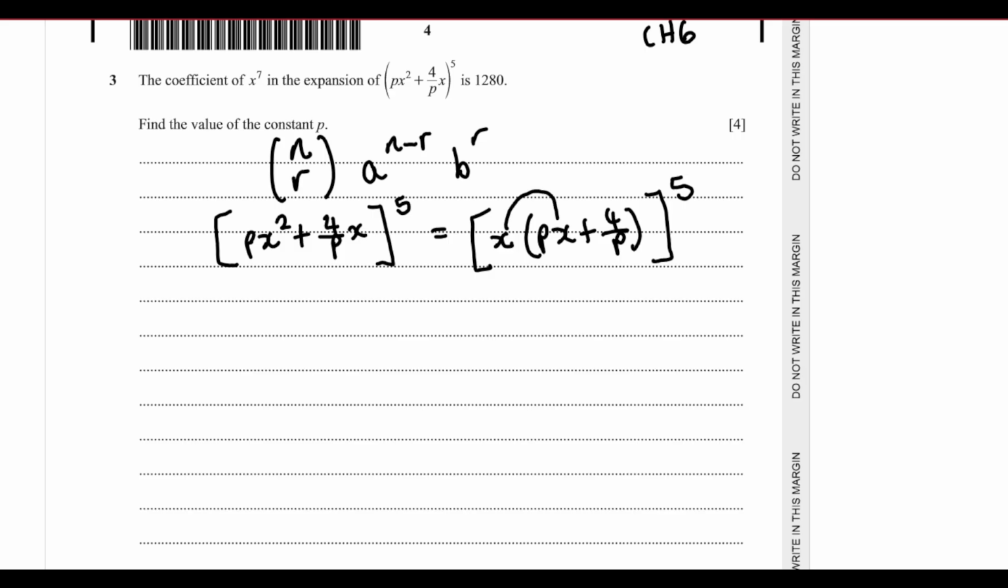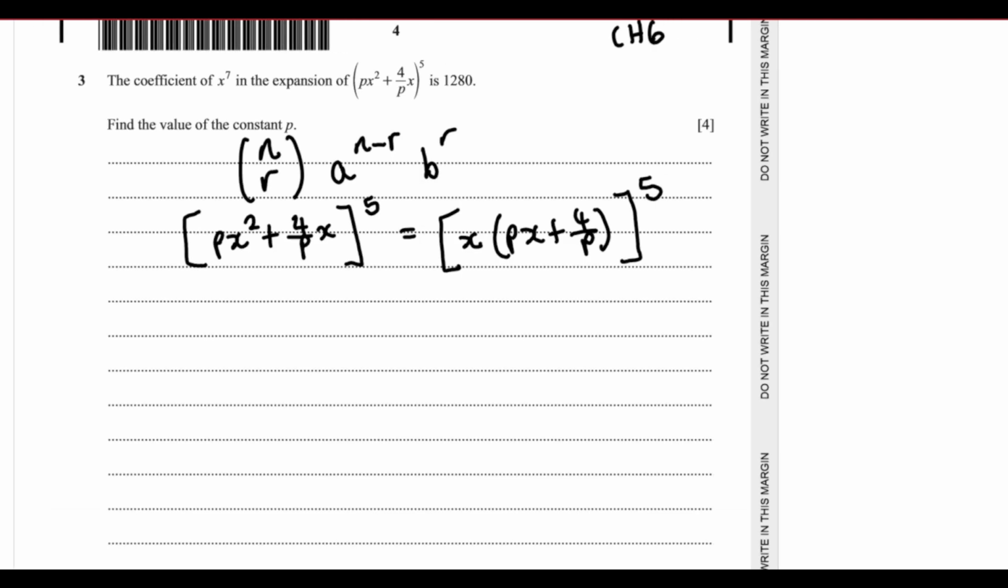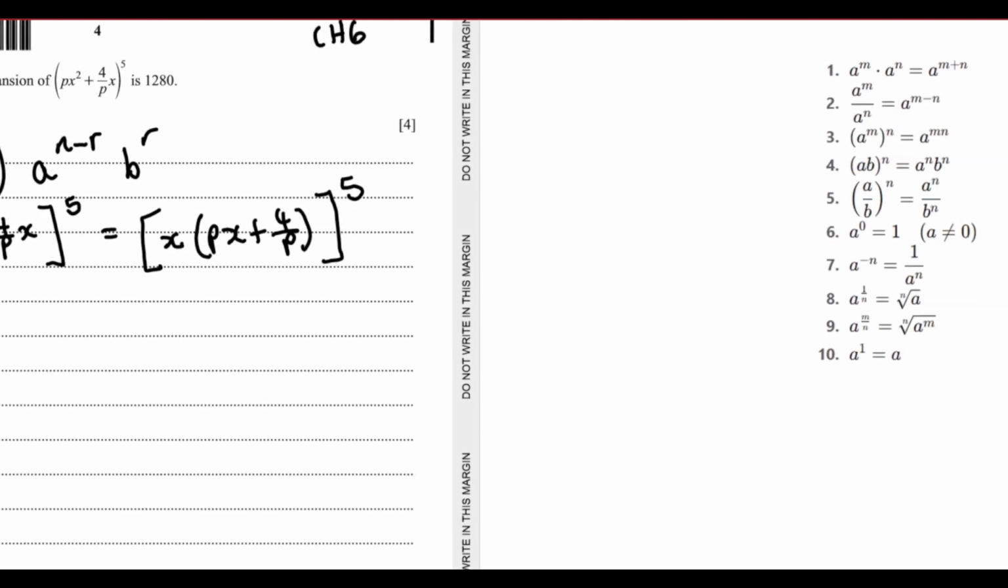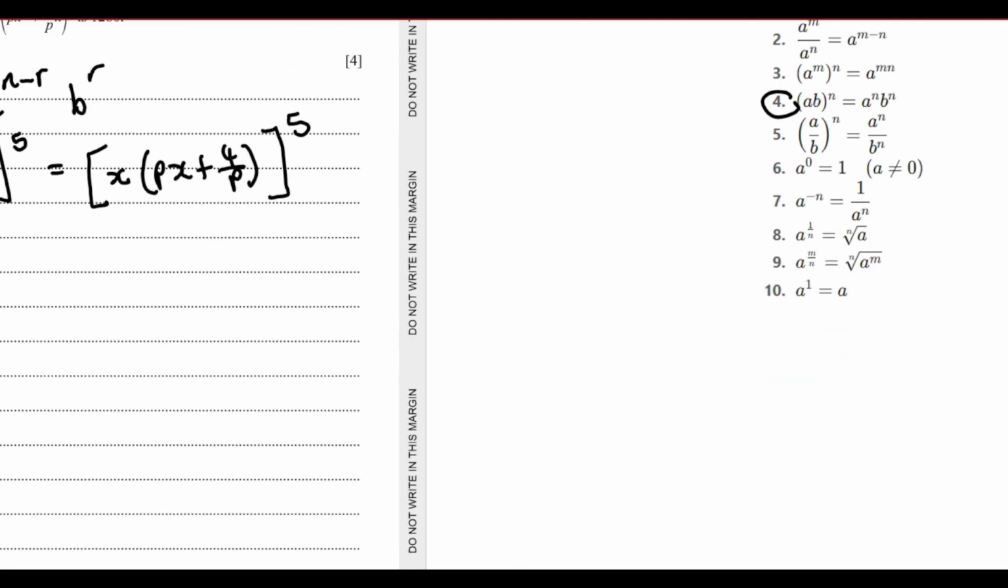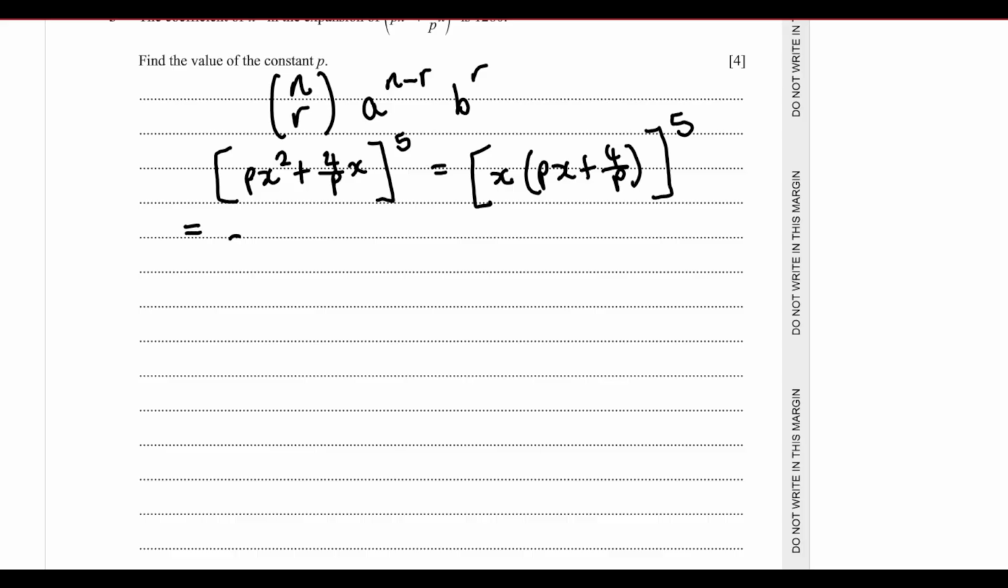Okay, so I took an x out. If you take that back in, you'll have px squared plus 4 over px. Okay, now to work with this, you need to know your index laws from IGCSE. I've kind of put a little summary over here. We need to use rule 4 now. That can become x to the 5 and then px plus 4 over p, to the power of 5. Now this one's a bit easier to work with because now there's only an x there, so we can easily spot the term that we need. Okay, 4 over p is just a number. Remember, p is a constant.